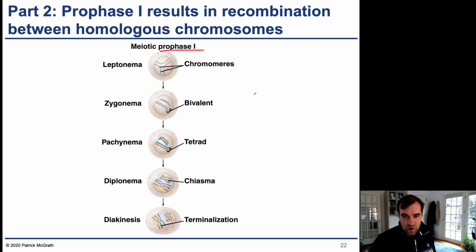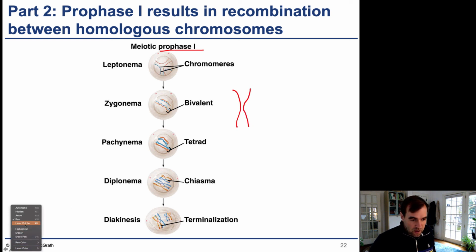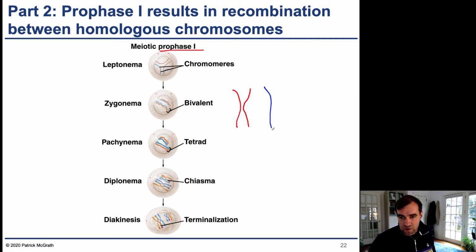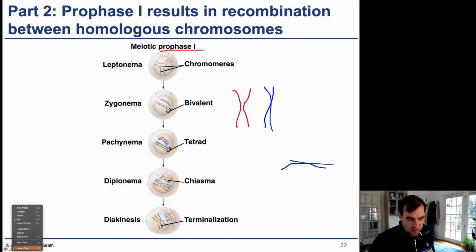So you have your father's version of chromosome 1, and you have your mother's version of chromosome 1. In mitosis, these are in completely different parts. If we looked in mitosis, they would go to the midplane and line up completely separate from each other.